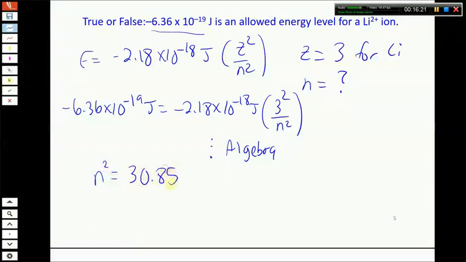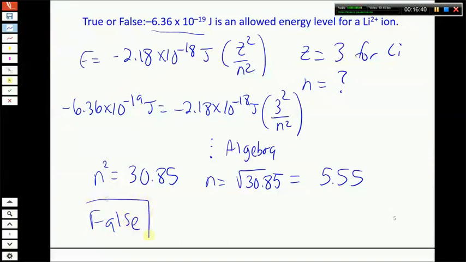30.85. Now hopefully we remember all of our squares and square roots. We don't even have to put this in a calculator, but if we did, we would find that n is equal to the square root of this number. And this is clearly not one of our integer square roots, so we get 5.55. So this is not an allowed energy level, so the answer to the true or false question is false, because n must be an integer for this to work.